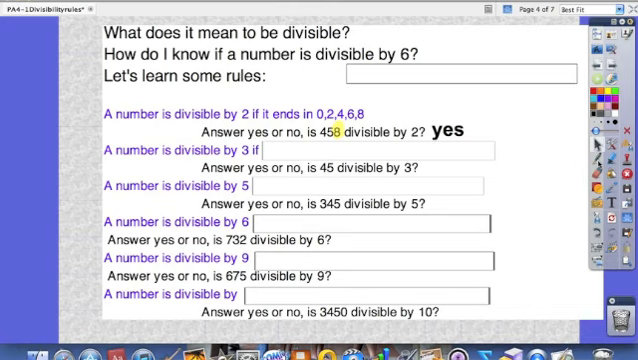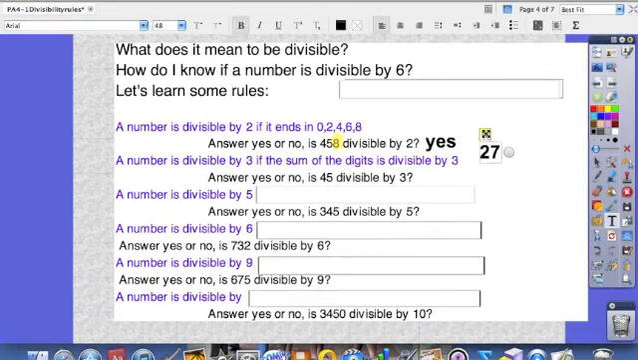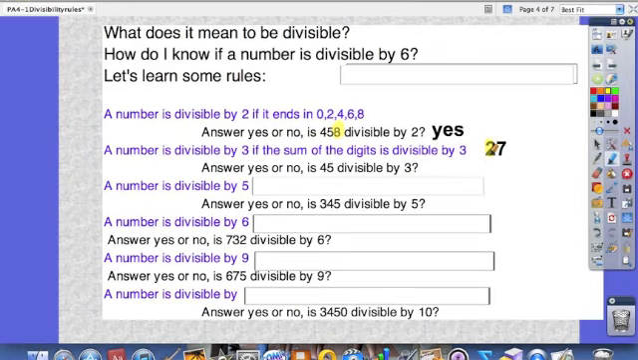Let's move on to the next rule. How do we know if a number is divisible by 3? Well, we know a number is divisible by 3 if the sum of the digits is divisible by 3. What does that mean? Well, if I had a number like, let's say, 27, I would look at the two digits. 2 is a digit and 7 is a digit. If I add 2 and 7, I get 9. Is 9 divisible by 3? Yes, it is. Then, since 9 is divisible by 3, we can say that 27 is divisible by 3.